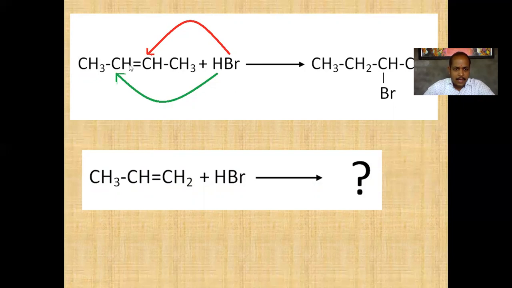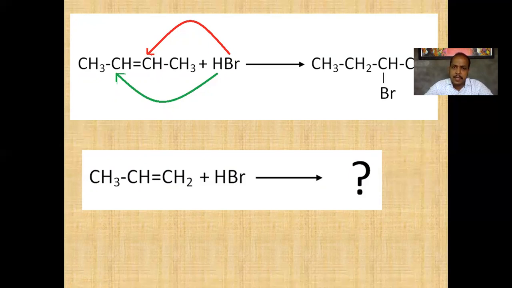Look here. Here, the carbon-carbon double bond is present, and to the right side 2 carbon atoms are present, and to the left side also 2 carbons are present. This is known as a symmetrical alkene. And here this case is not present. On the left side of the carbon-carbon double bond, 2 carbon atoms are present, and on the right side only 1 carbon atom is present. So here addition of HBr takes place.